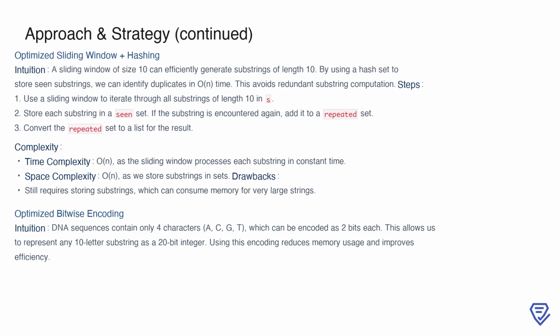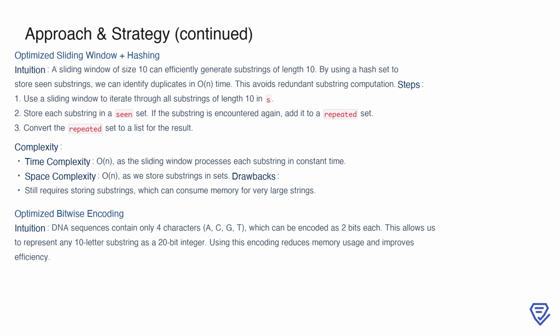To improve efficiency, we can use an optimized sliding window technique combined with hashing. The intuition here is that a sliding window of size 10 allows us to efficiently generate substrings without redundant computations. Instead of recalculating the entire substring for each position, we simply slide the window one character at a time. As we generate each substring, we store it in a seen set. If a substring appears again, we add it to a separate repeated set. At the end, converting the repeated set to a list gives us the result.